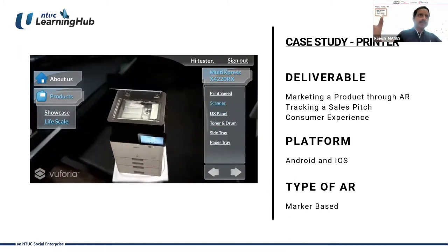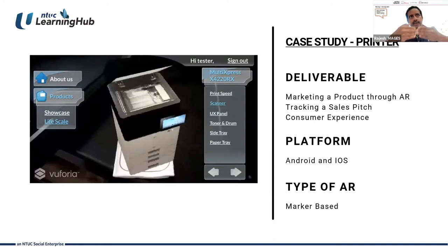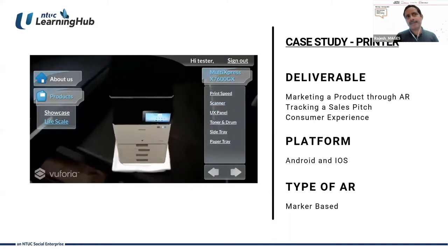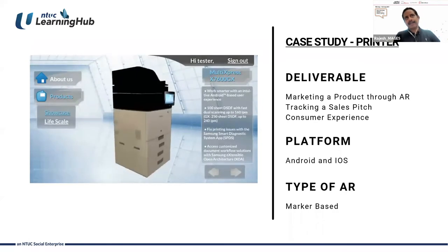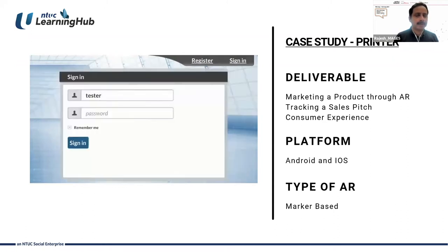Apart from looking at your brochure in a 2D space, what AR helps with is that it allows you to show it in a 3D mode. That means you see a marker and you're able to do it. So this is an example of how we can use AR in a sales medium. At the same time, it's a marker-based AR. So this is the first case study of how printers are used.